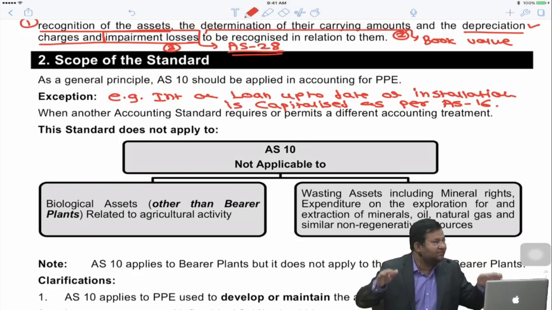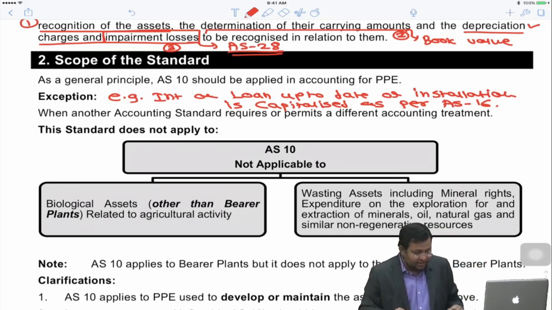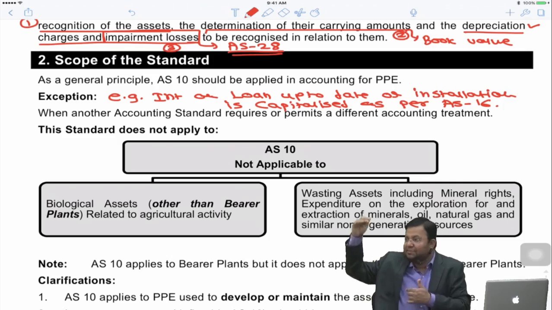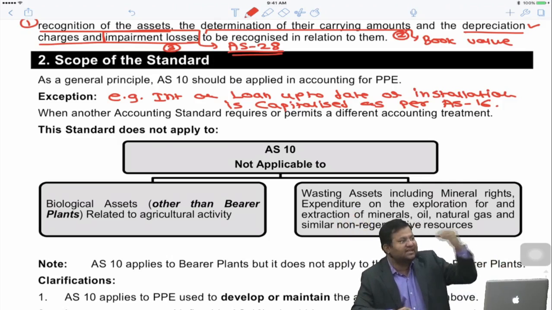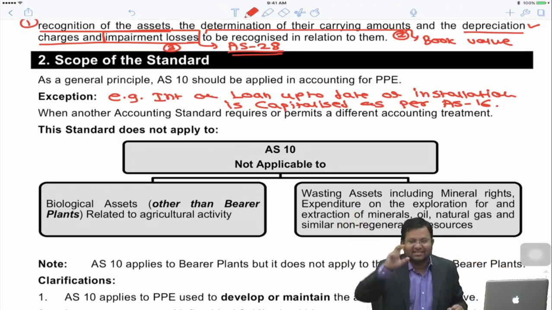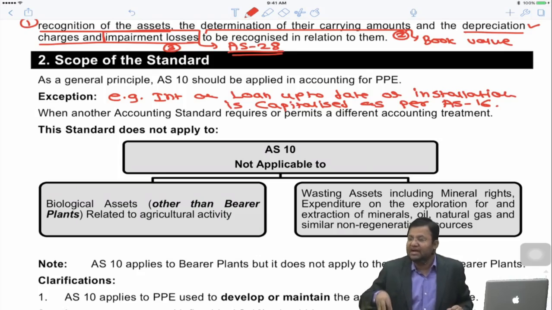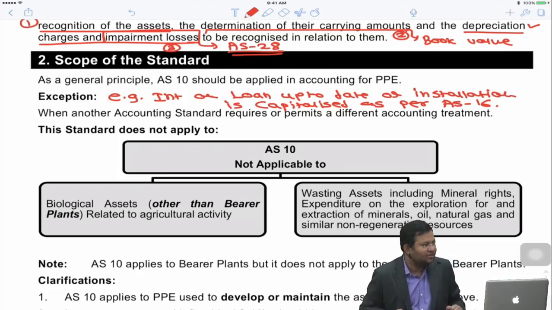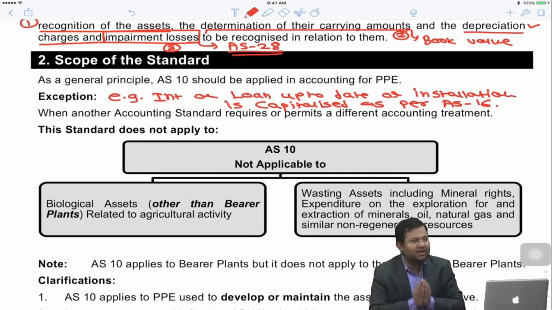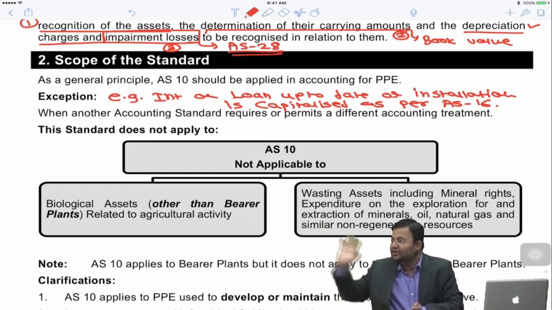Impairment loss for decline in the value of asset is accounted as per AS 28. It is an exception. So when another accounting standard requires a different treatment, you go as per that standard. When you import a fixed asset or when you purchase asset out of foreign currency loan, the exchange difference that can arise on a loan is governed by accounting standard 11. Don't look out for AS 10 in such case. So AS 10 applies for all the issues related to the tangible assets other than the issues covered by other standards.